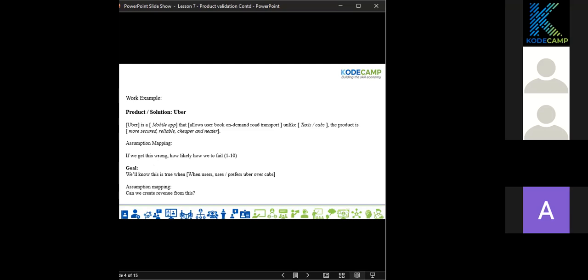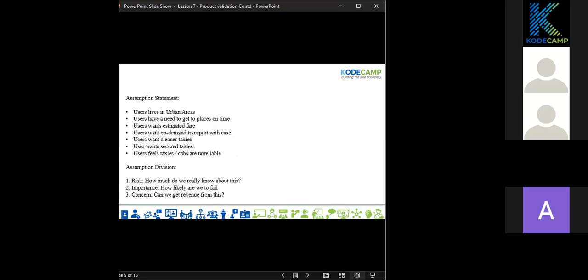So what's the goal? PMs understand that the goal for every product, apart from providing solutions to customers, is to make profits. Right. But for this product, what's your goal? Your goal is to make sure users use this. And you only get to know if your goal is being accomplished when users prefer Uber over cabs, over taxis. Looking through this assumption mapping, we can say Uber got it right. So now the question is, if they prefer using Uber, can we create revenue from this?